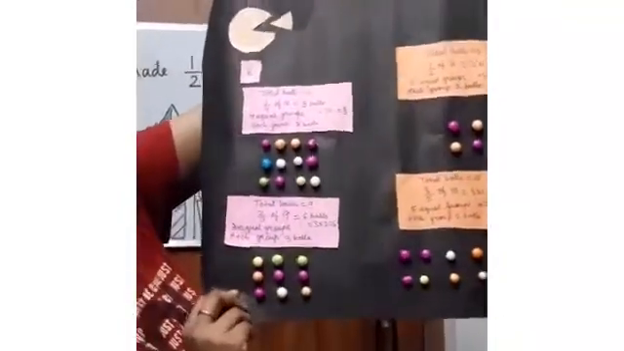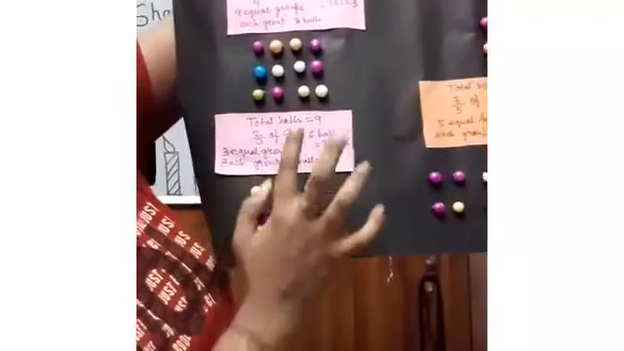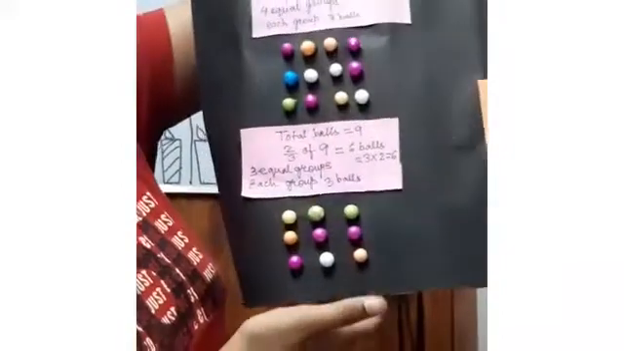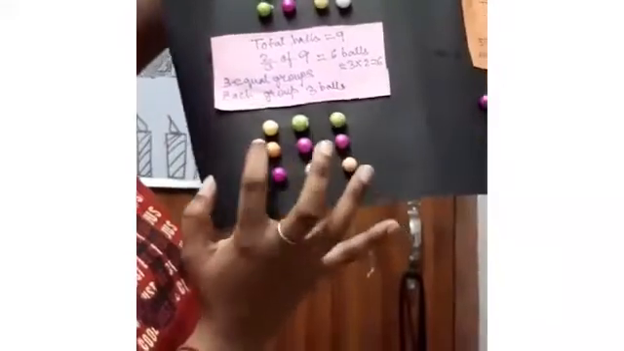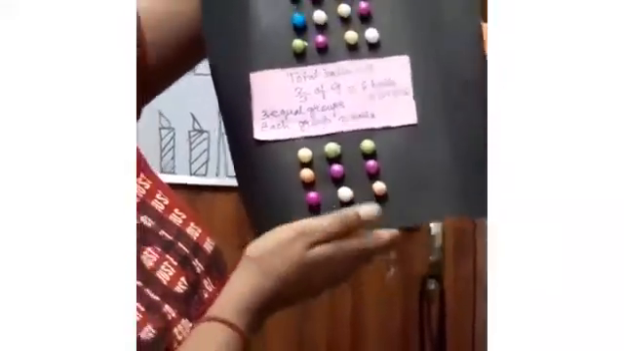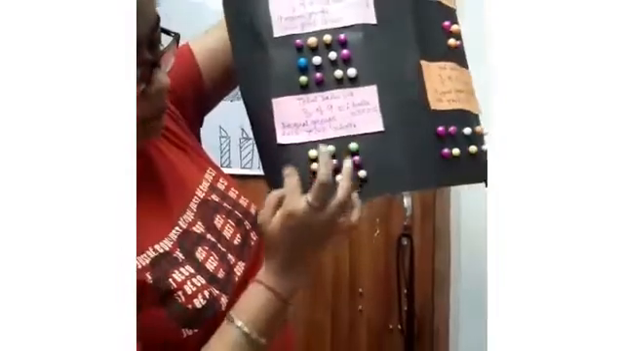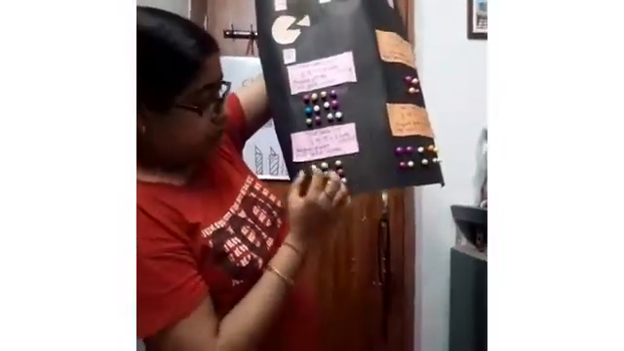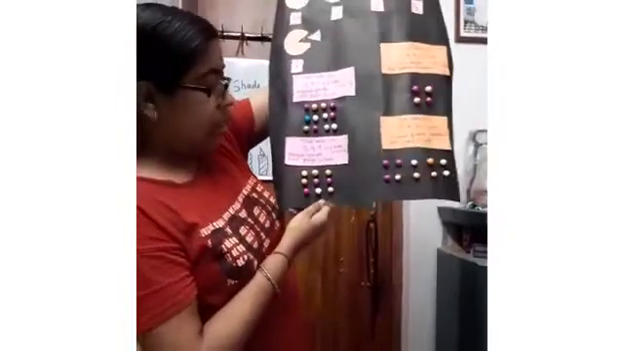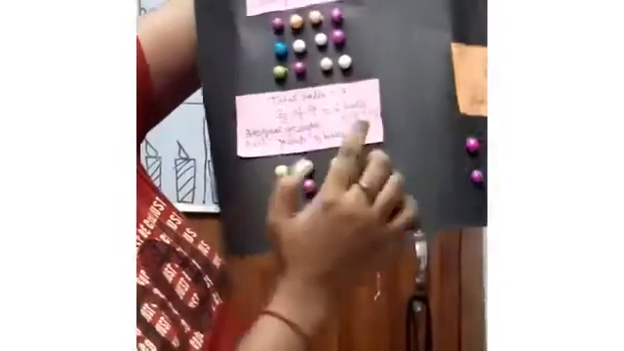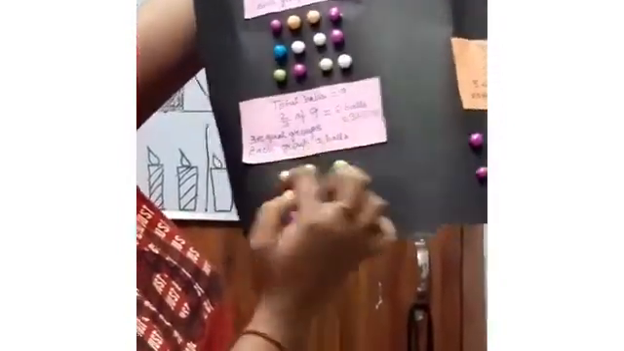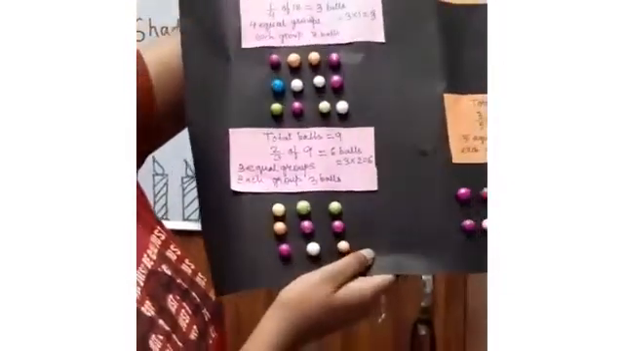Similarly, here you see, total balls are 9. And we have to distribute these 9 balls into how many groups? 3 equal groups. 1, 2, 3, 4, 5, 6, 7, 8, 9. In each group there are 3 balls. How many groups do I have to take out of 3 groups? 2. So 3 balls in each group and 2 groups, 3 into 2 is equal to 6.